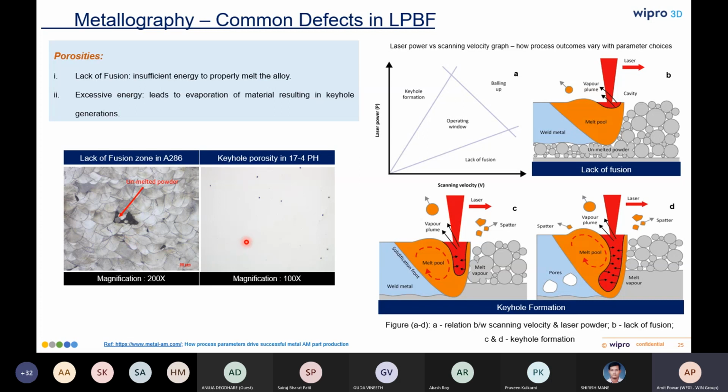And in this optical microscope you can see small porosities of maybe around 20 to 25 micron. So multiple porosities can be seen, and this is because of the keyhole formation.